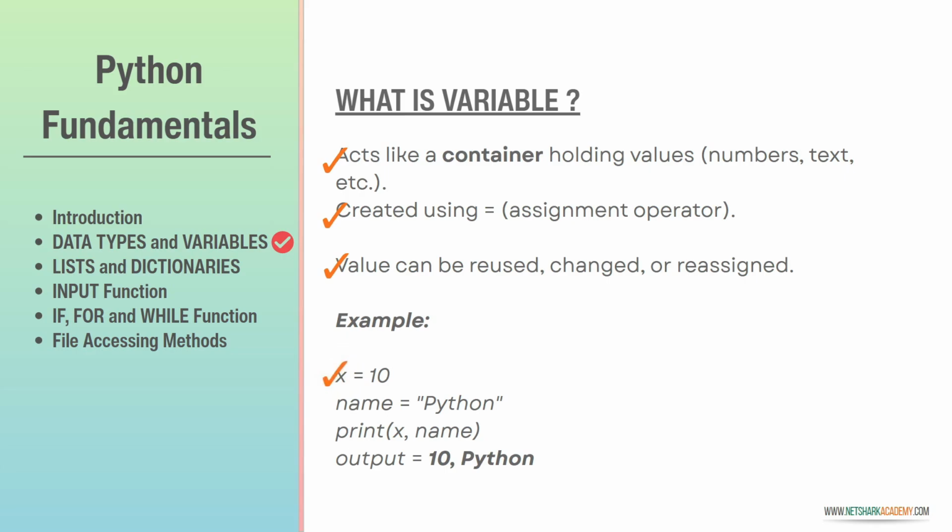For example, x is equal to 10, name is equal to "Python" enclosed in double or single inverted commas, print(x, name). Here x holds the value 10 and name holds the string Python. When we use print of x and name, Python will display both values on the screen, 10 and Python. Variables make your code dynamic and flexible, so you don't have to hardcode values everywhere.